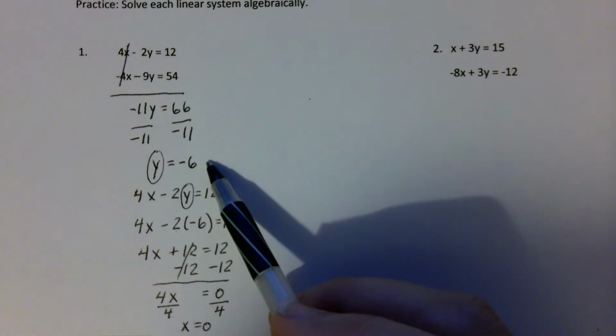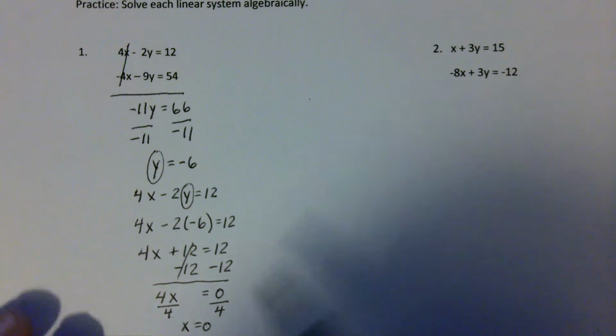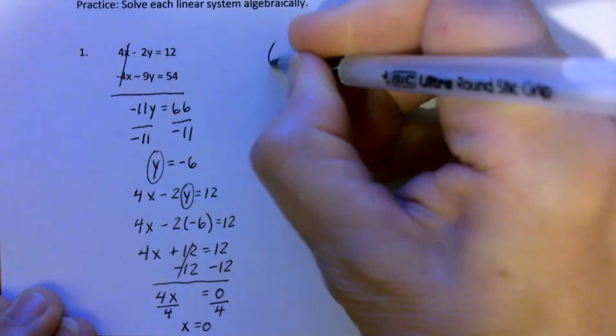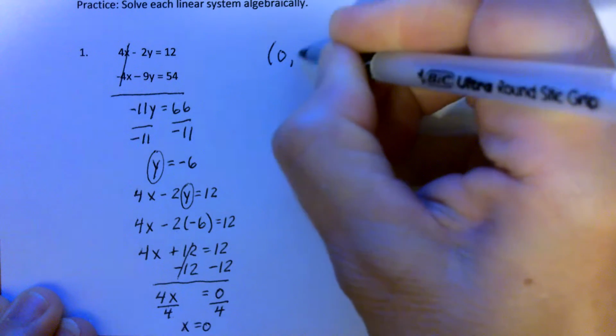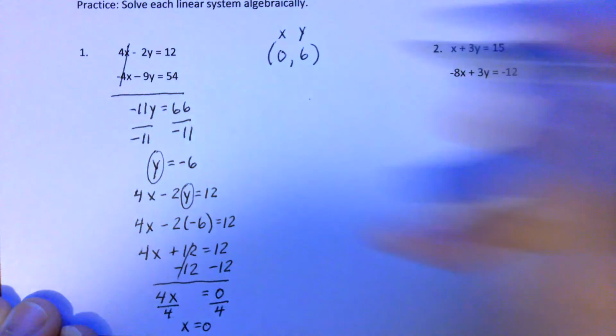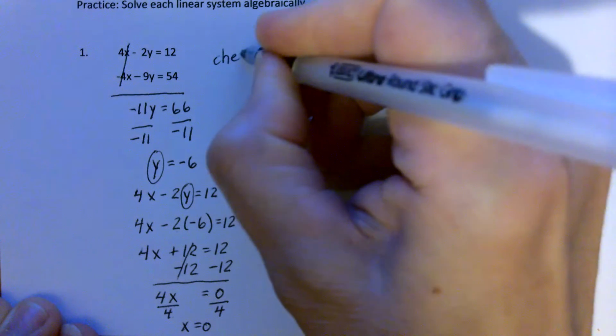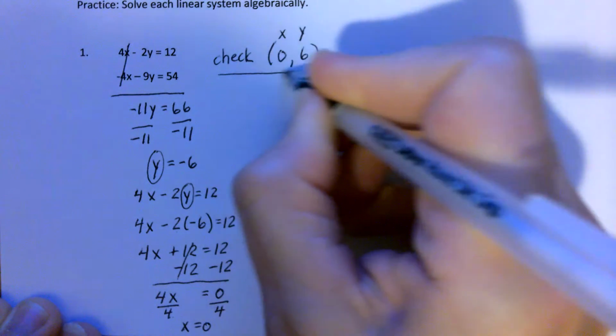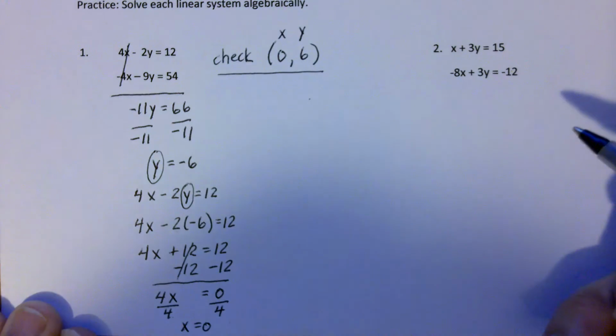So now I have a y value and I have an x value. I'm going to write that as an ordered pair. Remember that our x value comes first. This is my x value, this is my y value. And we are going to check to make sure that that point works for both equations.